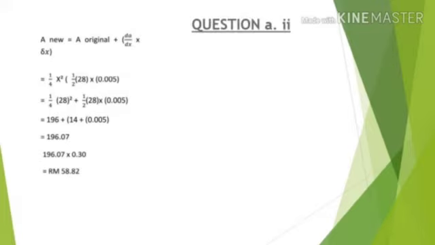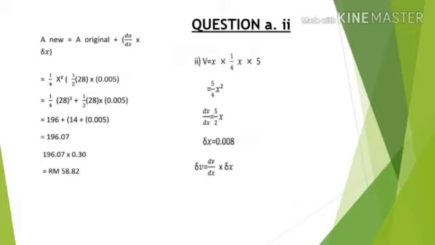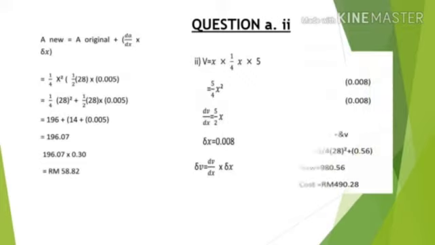Okay, for the next question, A.2. The question is to find the corresponding change of the volume of the cubicle cake if the length of the cubicle cake increased by 0.008 centimeter. First of all, we get the volume formula, which is equal to x times 1 over 4x times 5, which simplifies to 5 over 8 x square. And then we differentiate, we get 5 over 4x.